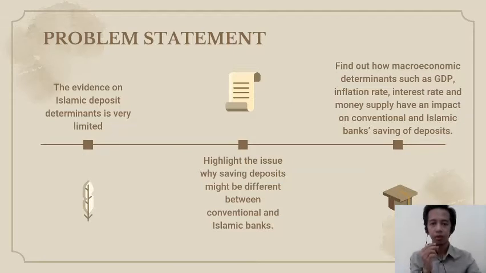Next, for the problem statement, as I carried out this research, I found that evidence on Islamic deposit determinants is very limited. I also want to highlight why saving deposits might be different between conventional and Islamic banks. But the most important thing I want to find out is how macroeconomic determinants such as GDP, gross domestic product, inflation rate, interest rate, and money supply have an impact on conventional and Islamic bank saving deposits.